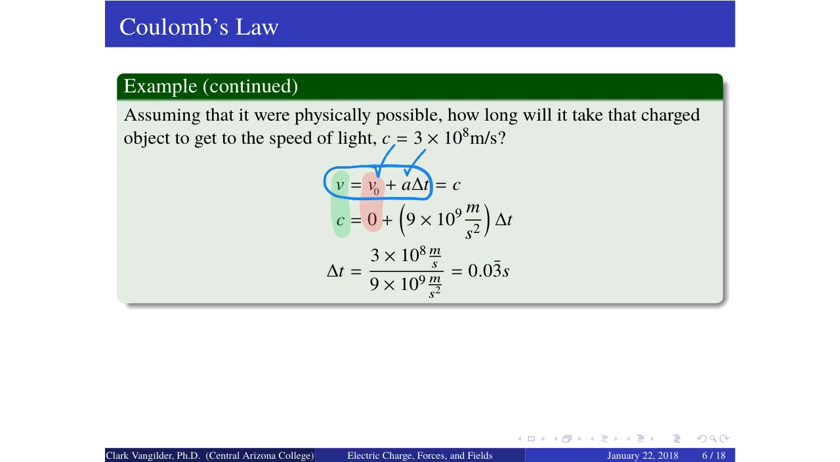And so if it were possible to do this, which it is not, we would obtain the speed of light in 3/100ths of a second. That object, this 1 kilogram object with a coulomb of charge on it, we'd get to the speed of light in 0.03 seconds.